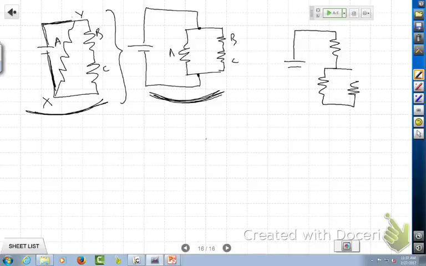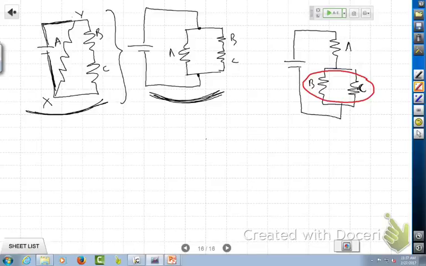Both of them contain series and parallel bits. I can say this is A and that's B and that's C. Doesn't matter, there's no significance in the letters, just so we can identify. The way I'd attack this one is I would say these two need to be combined first, and my justification for that is that they are unambiguously in parallel.